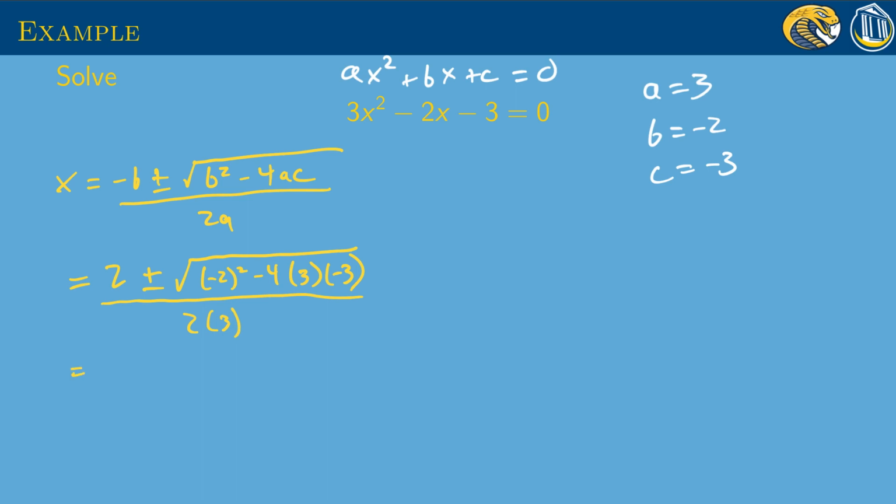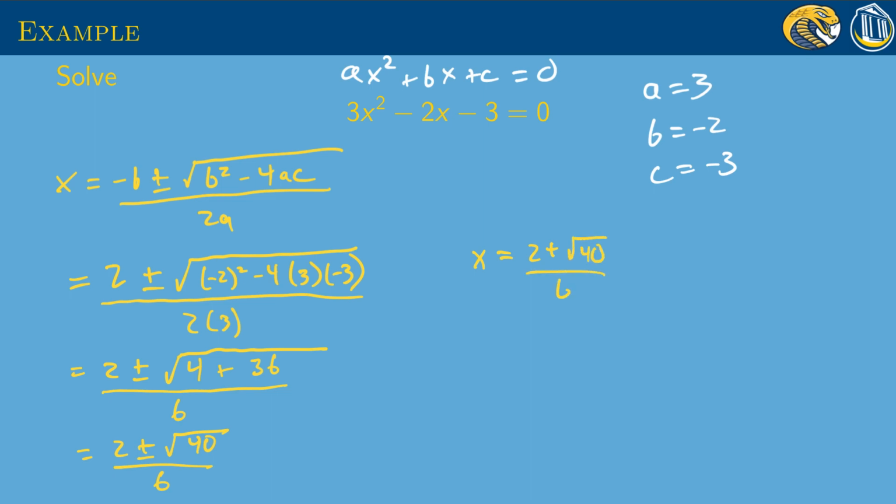If we simplify this a little bit, that's 2 plus or minus the square root of b squared, that's 4, minus 4 times 3 times minus 3, that's going to be plus 36 all over 6, or equivalently 2 plus or minus the square root of 40 all over 6. At this point, it's helpful if we split this up into two solutions. X equals 2 plus the square root of 40 over 6, and x equals 2 minus the square root of 40 over 6.